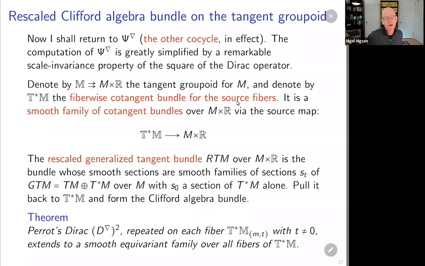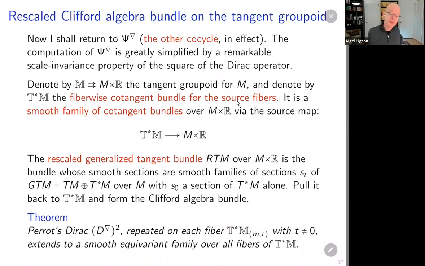And here's the calculation, which I think is due to Perrot, but we've recast it in this form. Suppose you take the Dirac operator and you square it. In ordinary elliptic operator theory, and for that matter in Getzler's theory, after you've done this, you should multiply the Dirac operator by T squared, and then you'll get a family of Dirac operators on the fibers of the cotangent groupoid, and that family will extend smoothly to T equals 0, where you'll see the symbol of the Dirac operator, or the Getzler symbol in the case of the more complicated Getzler calculus.